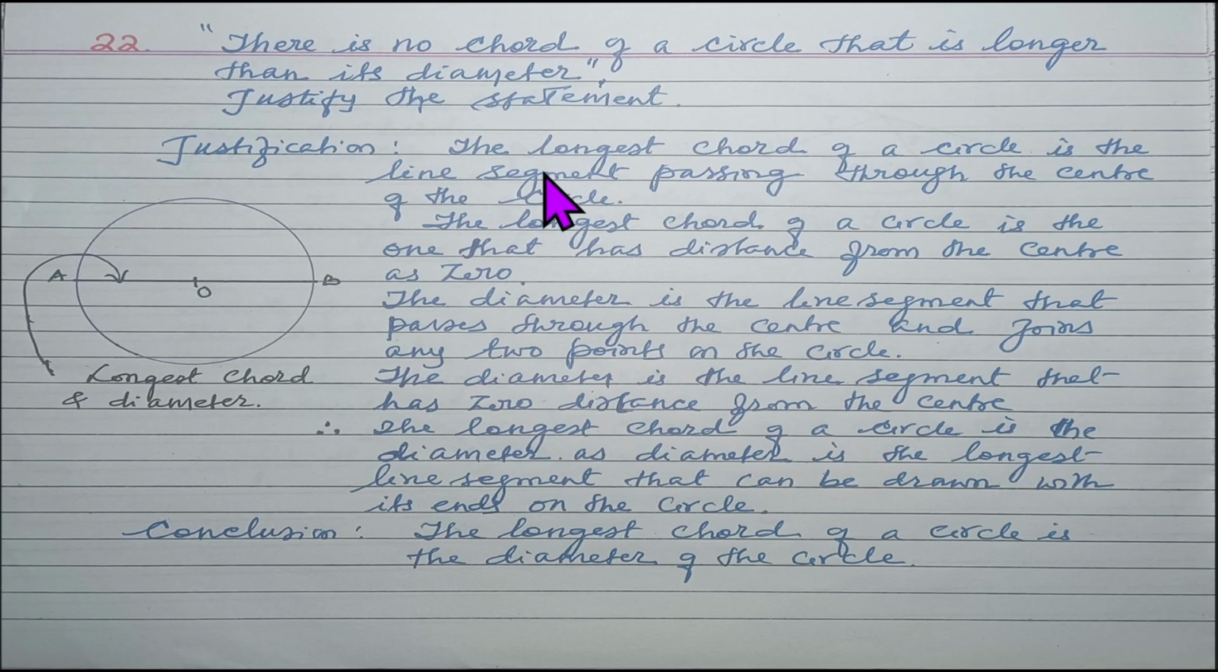Now the longest chord of a circle is the line segment passing through the center of the circle. The longest chord of a circle is the one that has the distance from the center as 0. That is true. The diameter is the line segment that passes through the center of the circle and joins the 2 points A and B in a circle. The diameter is the line segment that has 0 distance from the center. That means the chord and the diameter are the same, and therefore the longest chord in a circle is the diameter. That is what you have to remember.